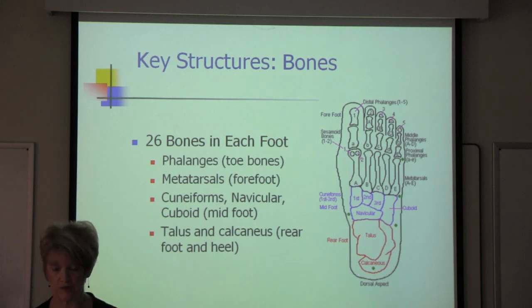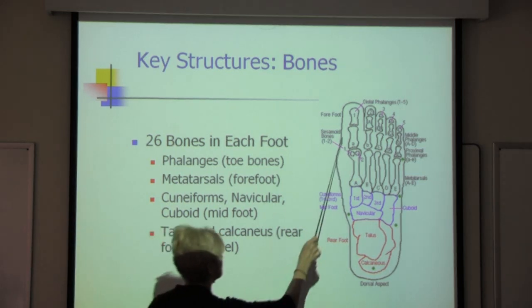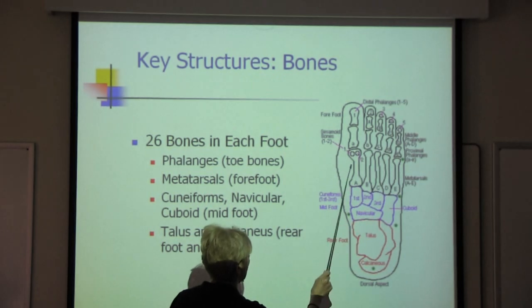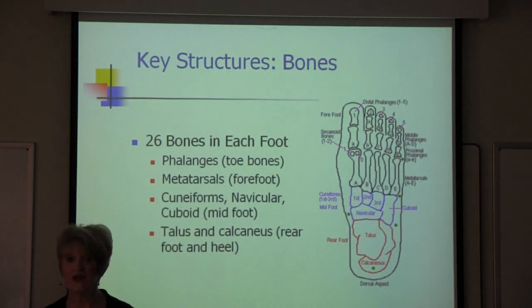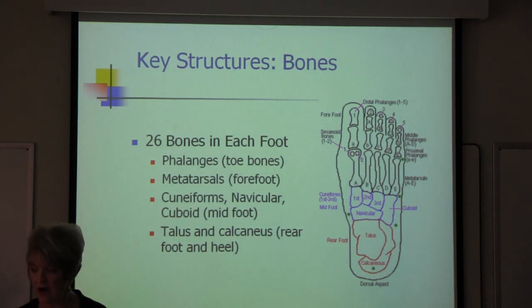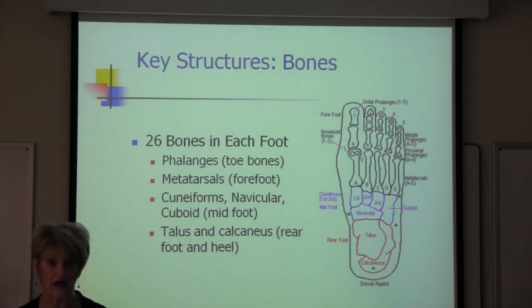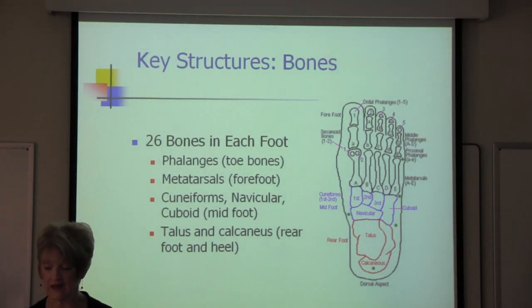So first of all, let's look big picture. The toe bones are known as the phalanges. The long bones in the forefoot are the metatarsals. Then you have the midfoot. You have 5 bones in the midfoot. You have the cuneiforms, you have the navicular, and you have the cuboid. And then in the hindfoot, you have the talus and the calcaneus.